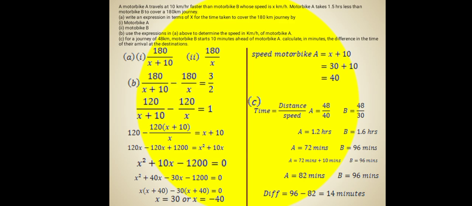Now we have been told the other part we have been asked, for a journey of 48 kilometer, motorbike B starts 10 minutes ahead of motorbike A. Calculate in minutes the difference in the time of their arrival at the destinations. Now first we calculate the time they take to cover that distance, and then for A we add 10 minutes, and we shall find that the difference in their time is 14 minutes.